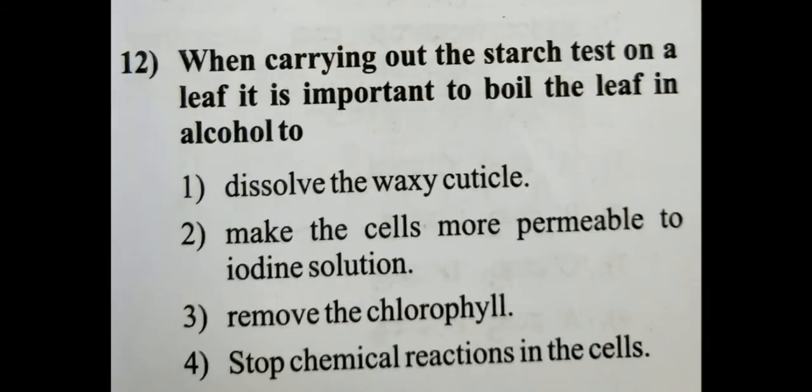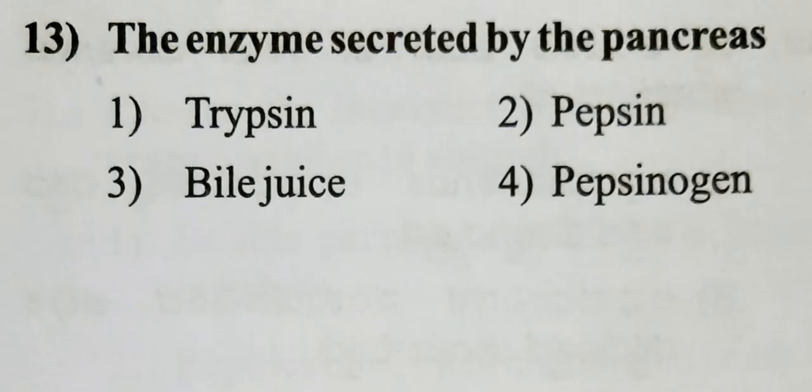12. When carrying out the starch test on the leaf, it is important to boil the leaf in alcohol too. Direct question, and the answer is the third option. We boil the leaf in alcohol to remove the chlorophyll. 13. The enzyme secreted by the pancreas, it is trypsin. Option 1.